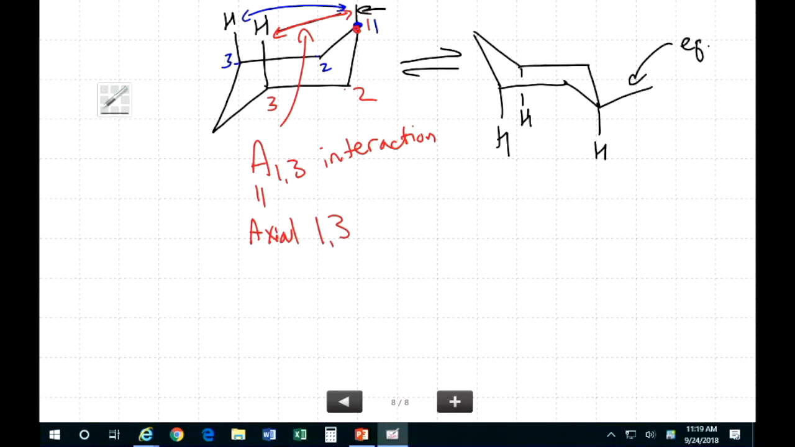So our two things that we worry about are those gauche interactions in our Newman projections when we're axial, and we worry about A1,3 interactions. The thing that I will usually have you label, if I say, hey, what destabilizes this chair conformation, is the A1,3 interaction, so I want you to show those interactions.